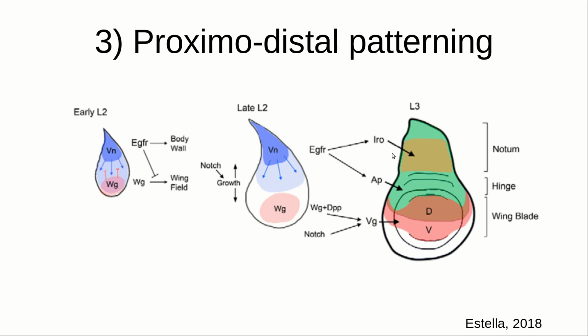TSH, and the Iroquois complex of homeodomain genes. On the other hand, Wingless, which is expressed in the most ventral part, represses Vein and activates the expression of wing genes such as Nubbin and Vestigial.